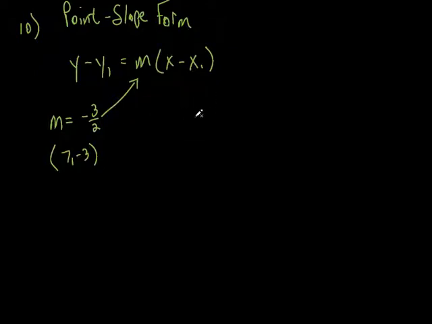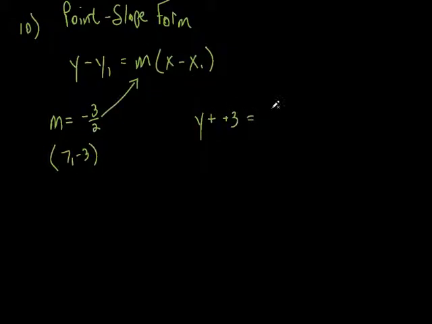So let's plug stuff in. So it's y minus y1. What's our y1? It's negative 3. What's minus and negative? Plus. Don't leave it minus and negative. All right? Make it a plus. All right? Again, a pet peeve of mine. Make it a plus. Don't leave it minus and negative.